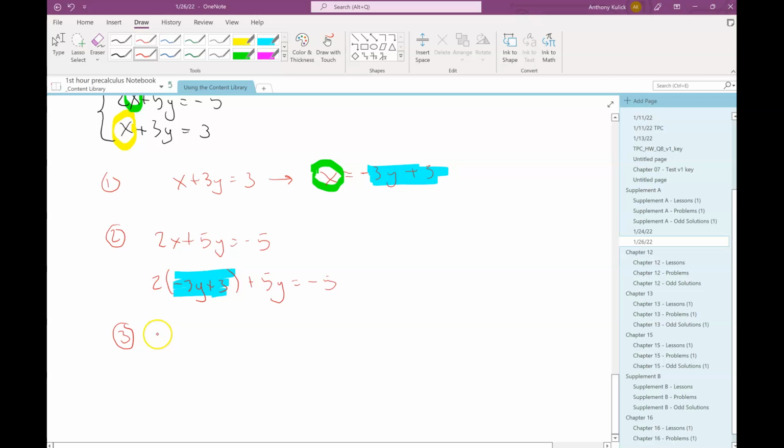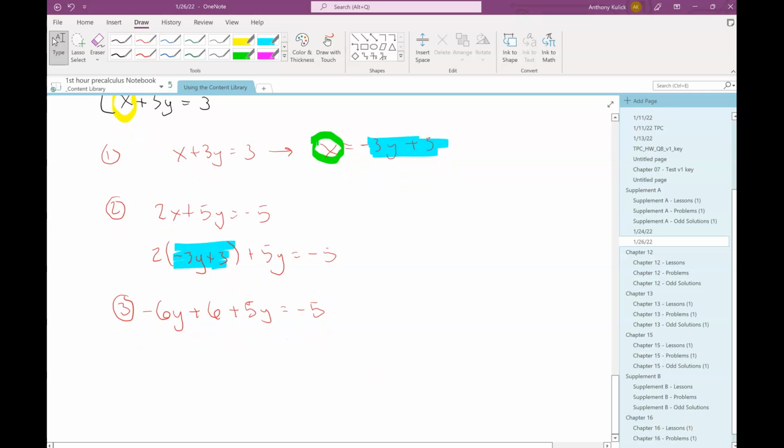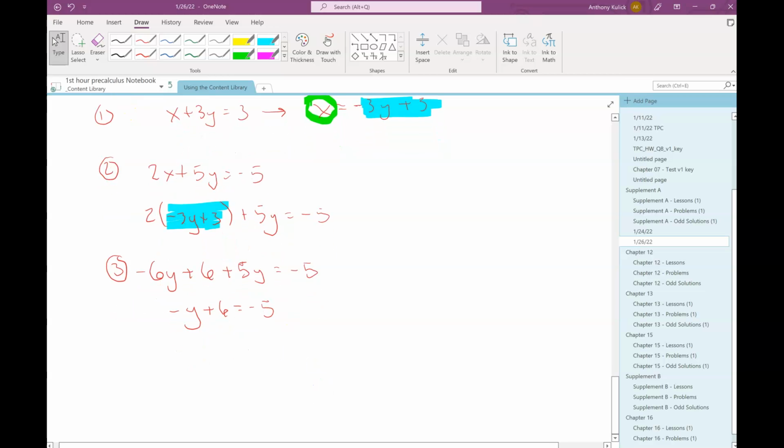So in step 3, I'm going to distribute that 2 through my parentheses. And then we'll combine like terms. So negative 6y and positive 5y just becomes negative 1y. And then I'll subtract 6 from both sides and divide by negative 1 to get y equals 11.